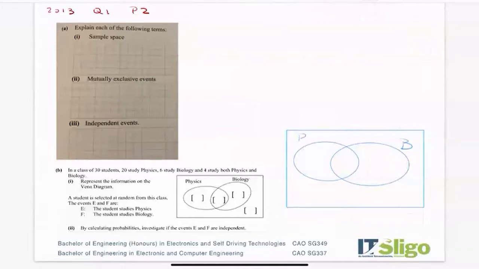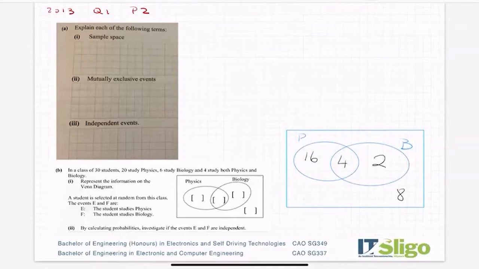So I don't know if you remember from sets, you fill from the inside out. So 4 study both physics and biology, 20 study physics, which is here, and 6 study biology, which is 2 over here. Okay, so 16 and 4 is 20, 22. So I have 8 outside that study neither.